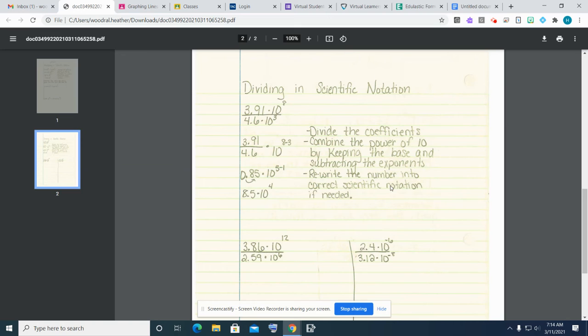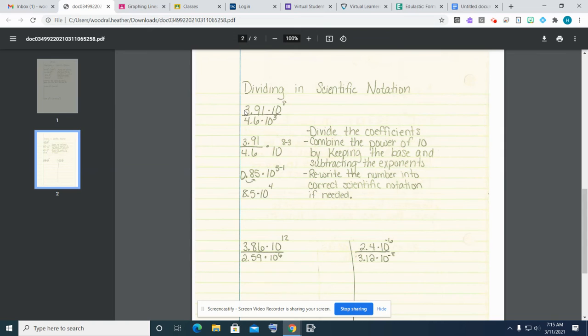All right, guys, if we take a look at dividing in scientific notation, it's very similar, but instead of pulling the coefficients to the front and multiplying them, we pull them to the front and we divide them. And again, we're just going to follow our rule for dividing exponents, which is to keep the base, subtract the exponents, and then, of course, write it back into scientific notation if it's not correctly written.